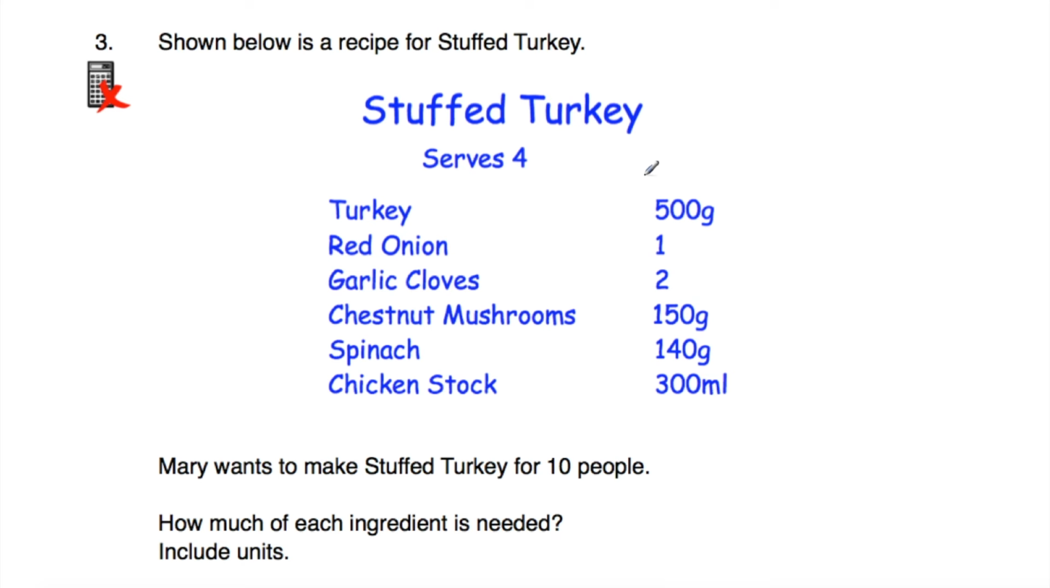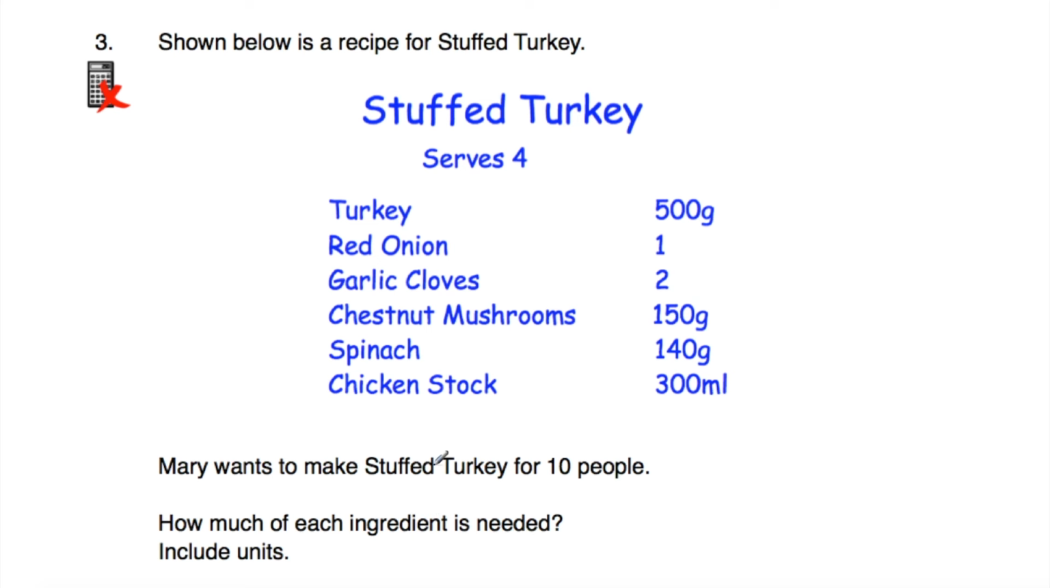So for stuffed turkey, we would need 500 grams of turkey, 1 red onion, 2 garlic cloves, 150 grams of chestnut mushrooms, 140 grams of spinach, and 300 millilitres of chicken stock. And Mary wants to make stuffed turkey for 10 people. So this is for 4 people, and she wants to make stuffed turkey for 10 people. And the question says how much of each ingredient is needed.